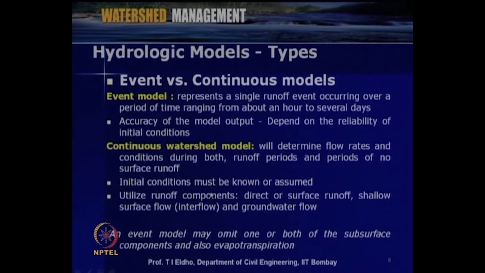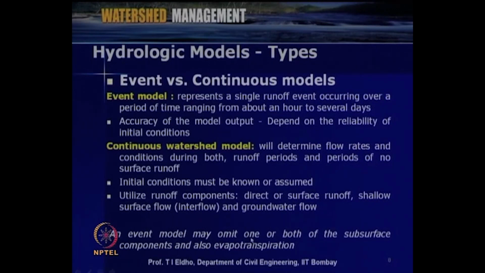We may have to give the initial conditions, and then we utilize the runoff components like direct or surface runoff, then shallow surface flows, interflow and groundwater flow. All these components we may have to consider in the continuous watershed simulation. For example, when we are developing a dam or a check dam at the outlet of a watershed, we may have to do a continuous watershed simulation, so that we can identify, once the rainfall takes place, the water is stored, and for how many months or seasons we can utilize that water. So, there we have to consider various losses also.